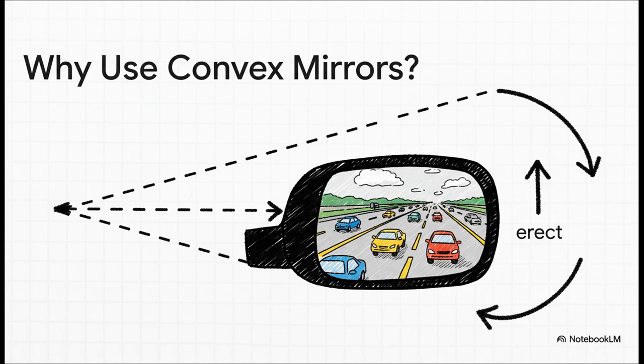And there you have it. That's the solution to the car mirror mystery. Because it curves outwards, it collects light from a huge area, giving you this massive field of view. So you get a wide, panoramic, upright picture of the road. And for driving, that's exactly what you need to be safe.